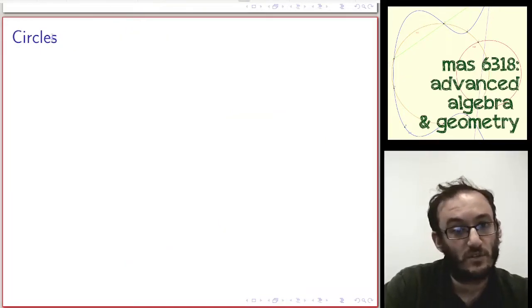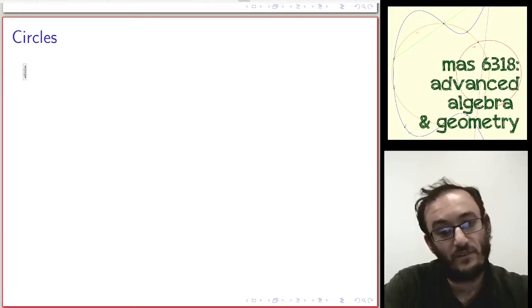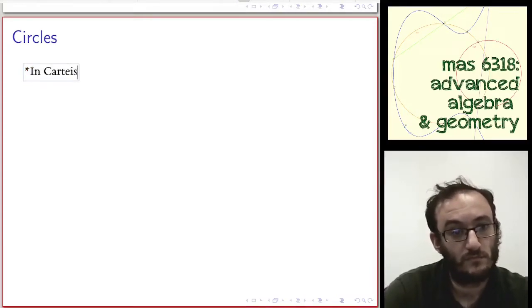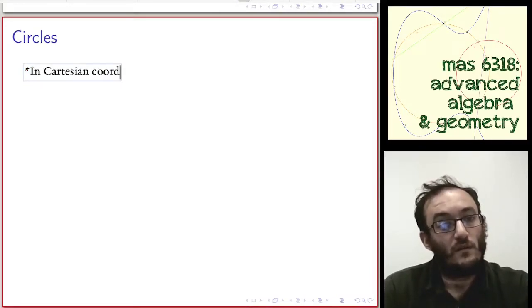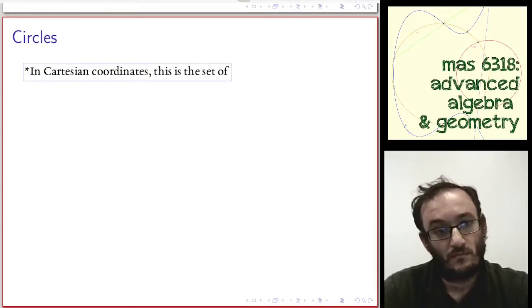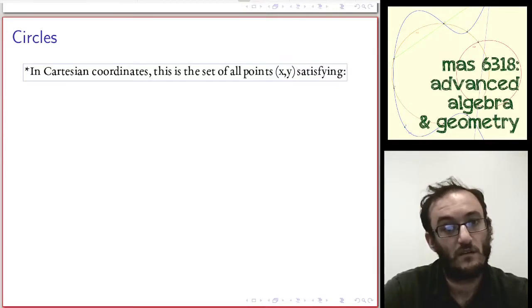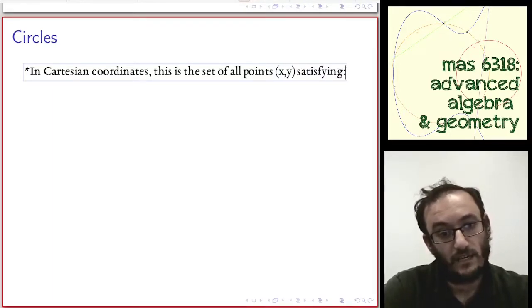Now let's describe circles. Again, when we have Cartesian coordinates, this is pretty straightforward. This is the set of all points x, y, satisfying the following equation: x minus h squared plus y minus k squared equals r squared.